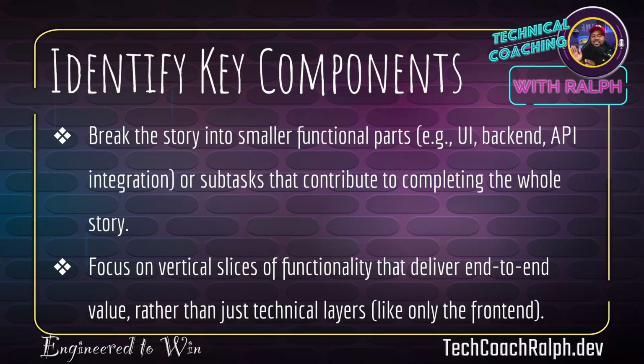So focus on vertical slices of functionality that deliver end-to-end value rather than just technical layers. So like just the front end, right? So for example, we set up the API, right? And now we want to be able to retrieve quotes on the front end or whatever, words or definitions. So I'm going to build the post endpoint and the get endpoint so that on the front end, when I go to a page of words, it's going to list me all those. So that's going to be using the get method.